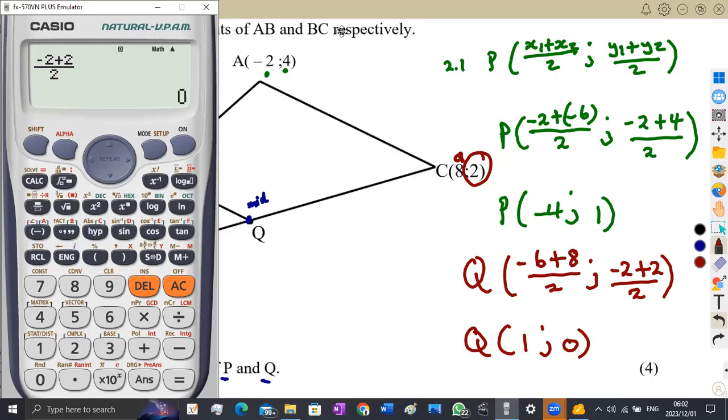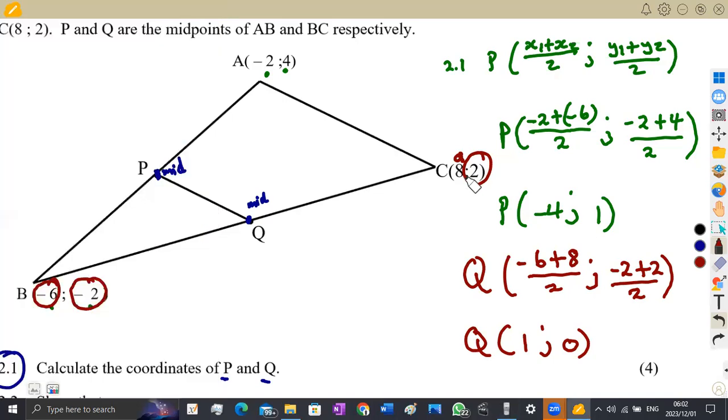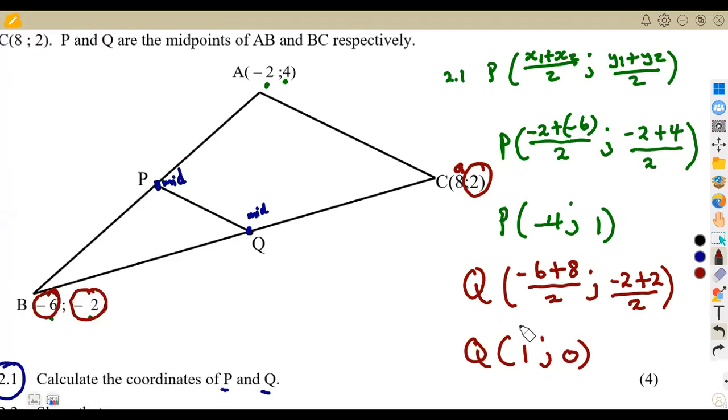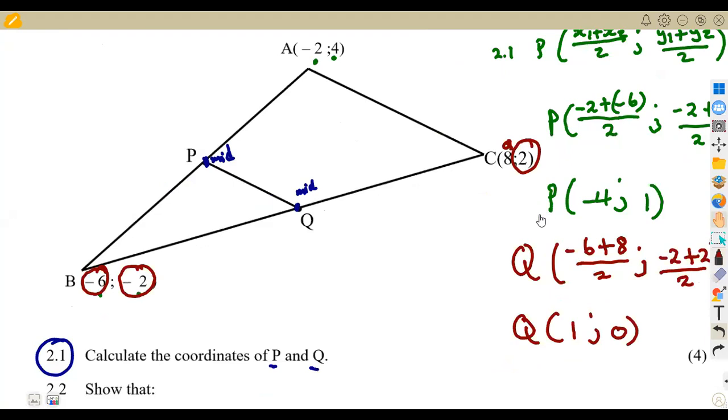So we put our point Q. So that's our point P and also our point Q. So 4 marks for that.